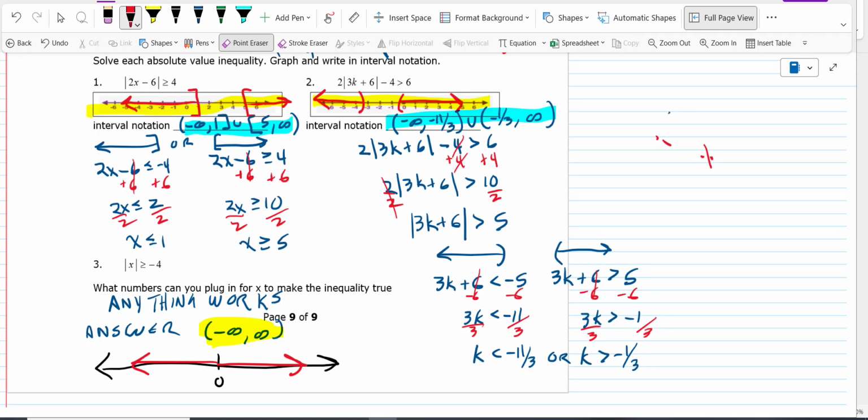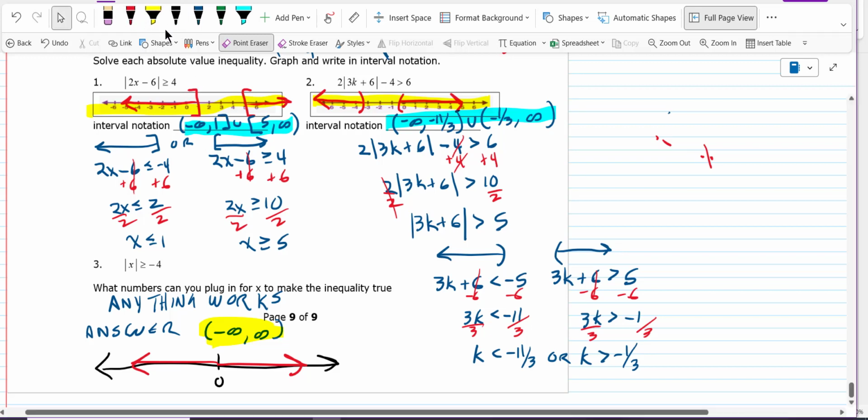So number 1, your solutions are x greater than or equal to 5, which gives the graph 5 with a bracket to infinity, and then x less than or equal to 1. That's how you would write that in interval notation. Again, the setup is you have to set two things up. You have to set up this inequality, and you have to set up that one. Greater than or equal to 4, the other one's less than or equal to -4.